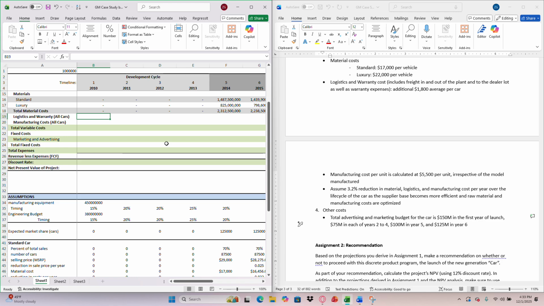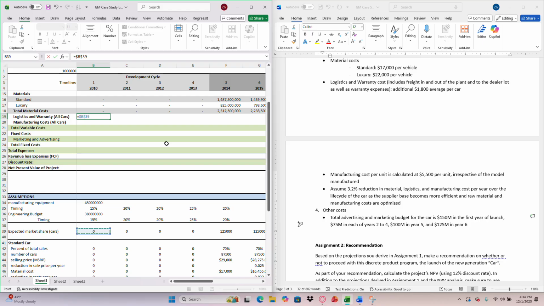Well, this is going to be out of total cars. We're no longer breaking up by luxury and standard. This is a blanket cost on all cars, but it's still a variable cost.